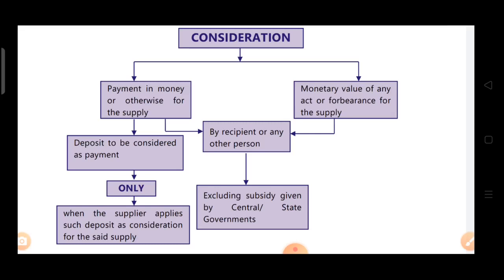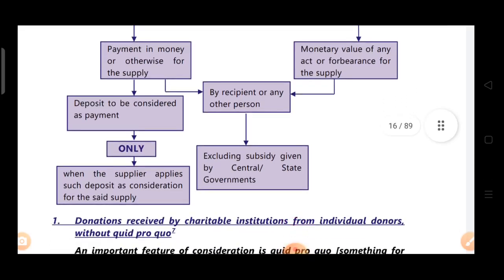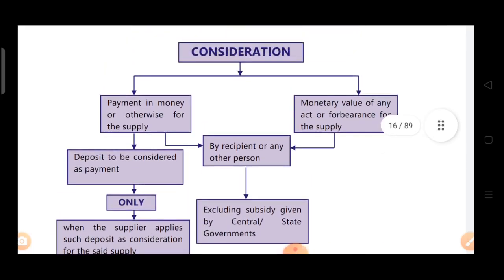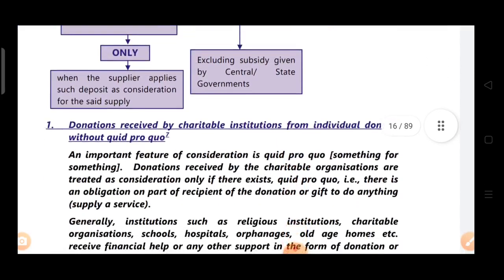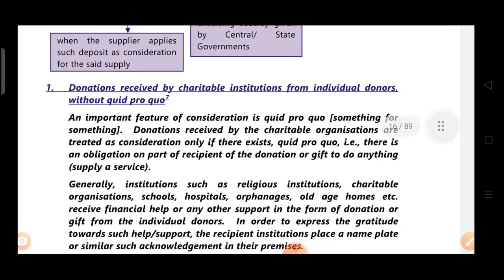Now come to the left side. Payment in money or otherwise for the supply. Deposit will be considered as payment only when the supplier applies the deposit as consideration for the said supply. Now by the recipient or any other person, see the down arrow, it excludes subsidy given by the central or state government. So this entire consideration definition they have described in chart form. Now the first scenario, donation is received by a charitable institution from individual donors without quid pro quo, without something for something. So an important feature of consideration is quid pro quo, something for something.